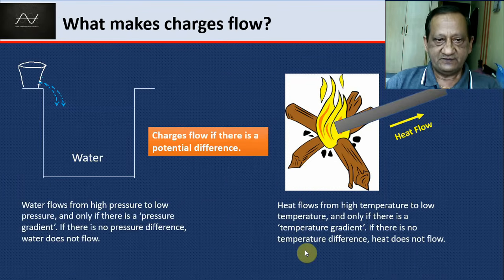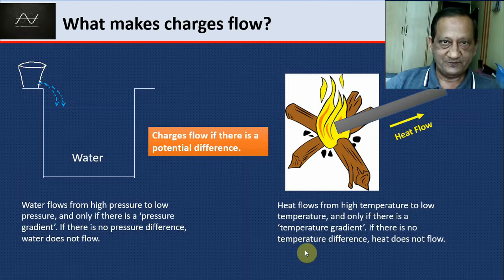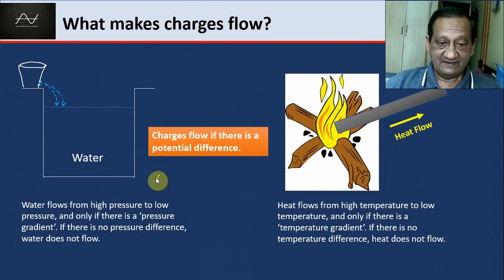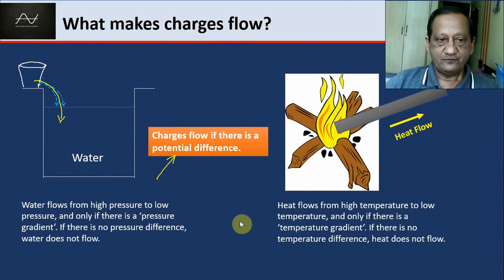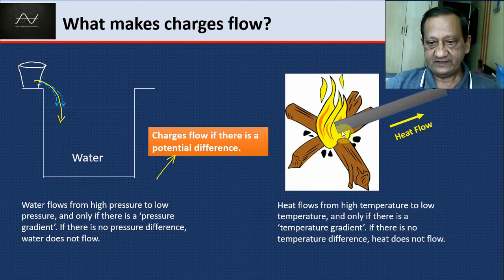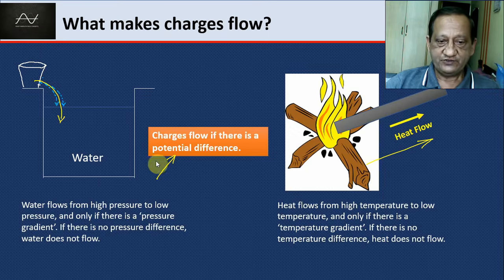All right, so we ended the session last time by asking this question: what makes charges flow? And we ended by saying that it flows due to a potential difference. And we likened it to the case of water flowing from high pressure zone to low pressure zone, water flowing due to a pressure difference, heat flowing due to a temperature difference, and charges flow due to a potential difference.